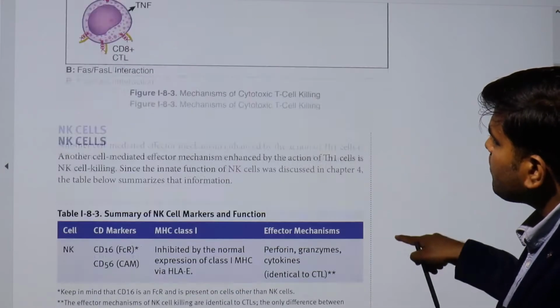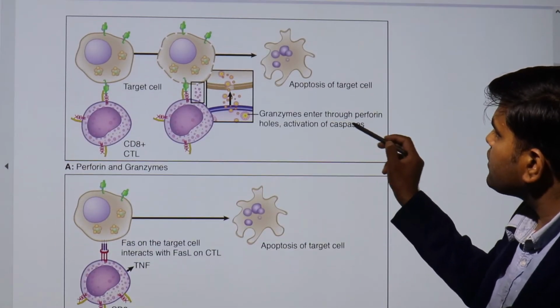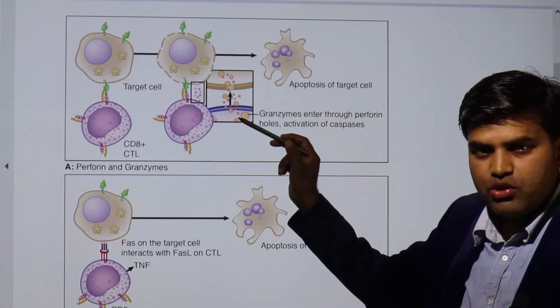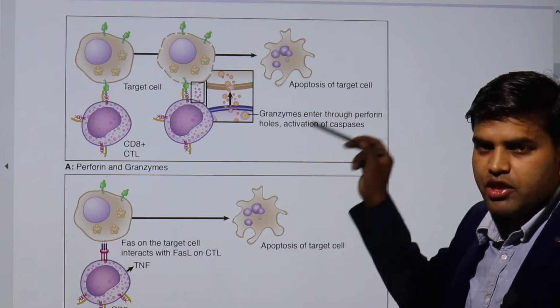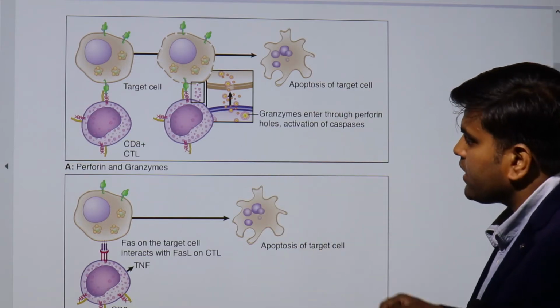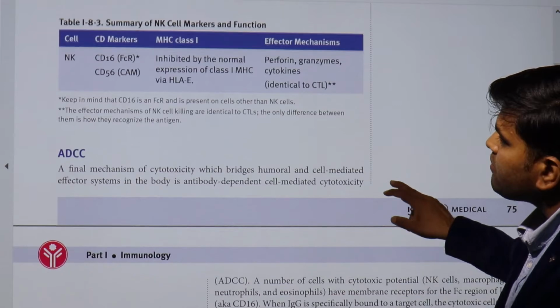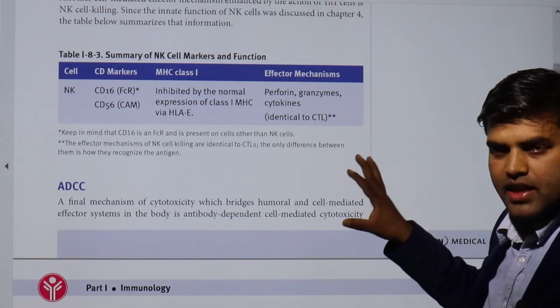The perforin and granzyme, once they get attached, they will release this perforin that will create the pore inside the cell. Then they release the granzyme, which will go activate the caspases and kill that cell. So this is one of the mechanisms of killing by the CD8 cell and NK cell.